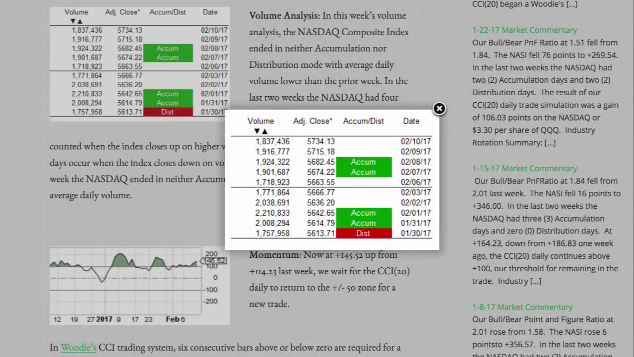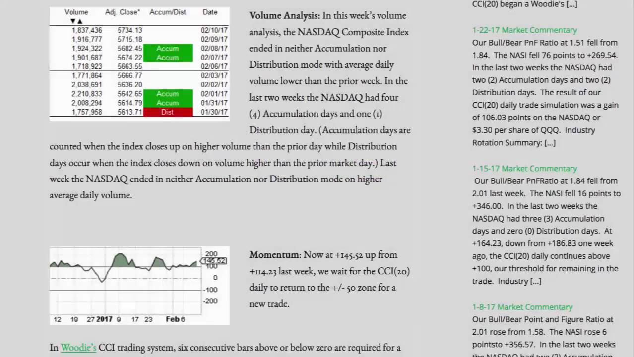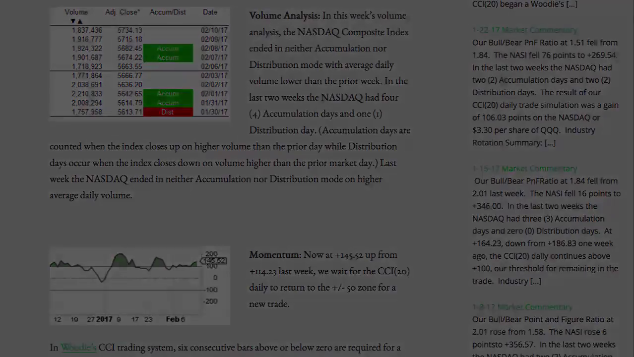Volume analysis. In this week's volume analysis, the Nasdaq Composite Index ended in neither accumulation nor distribution mode, with average daily volume lower than the prior week. In the last 2 weeks, the Nasdaq had 4 accumulation days and 1 distribution day. Accumulation days are counted when the index closes up on higher volume than the prior market day, while distribution days occur when the index closes down on volume higher than the prior market day. Last week, the Nasdaq ended in neither accumulation nor distribution mode on higher average daily volume.